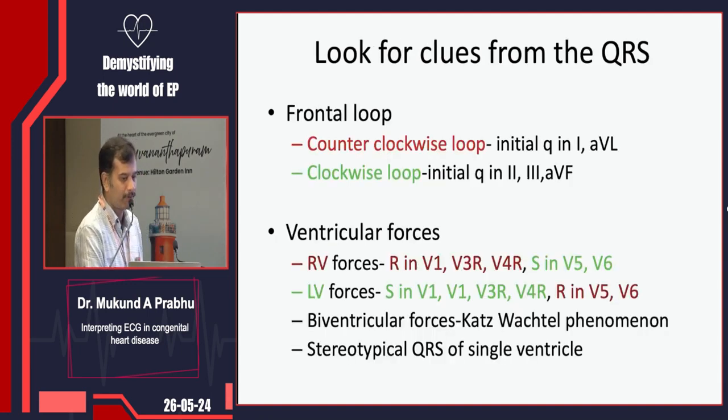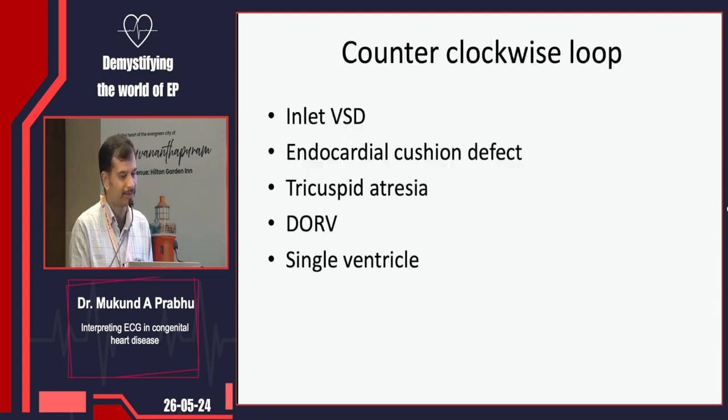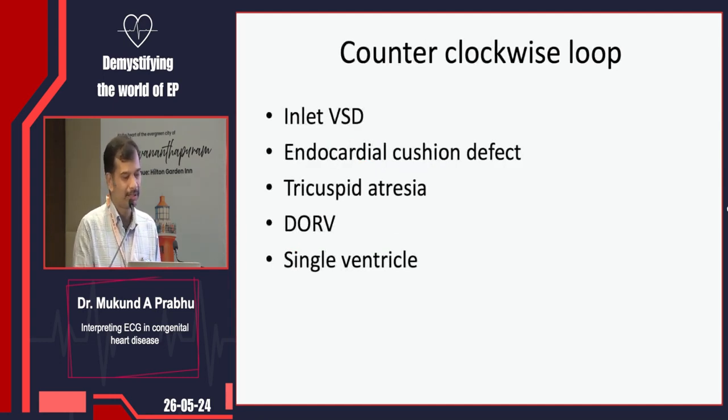Other cues can be obtained from QRS complexes. The very interesting thing is counterclockwise versus clockwise frontal QRS loop. And apart from this, RV forces versus LV forces or biventricular dominance, or rarely the stereotypical QRS formation, all of that provide valuable clues from the ECG. This counterclockwise loop with or without left axis deviation is typically seen in 4 or 5 set of conditions: inlet VSD, endocardial cushion defect, tricuspid atresia, DORV, or the single ventricle.